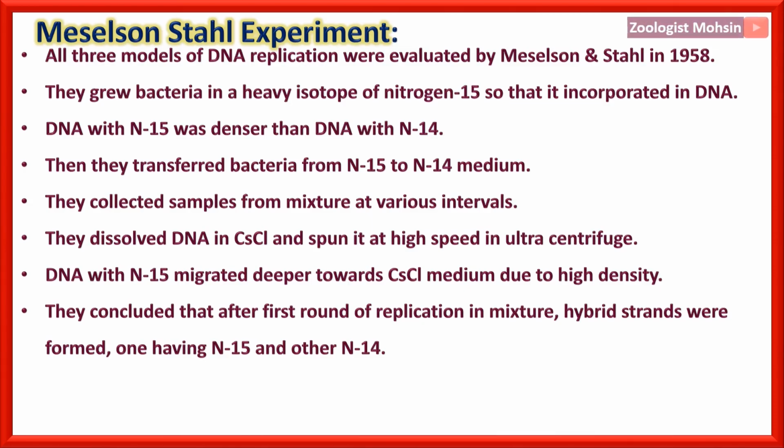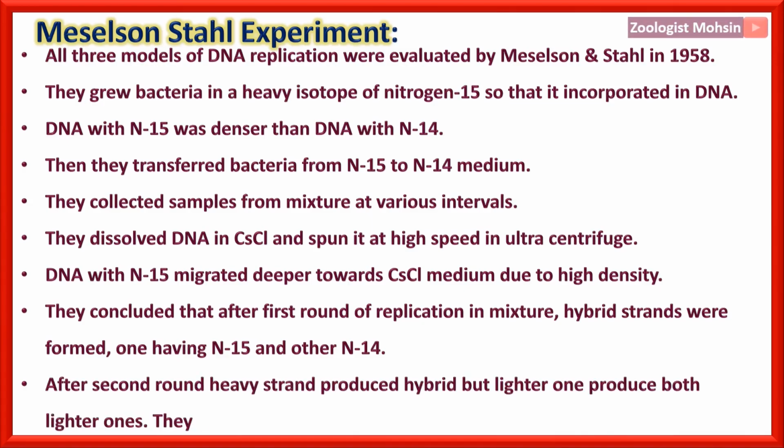A hybrid strand means that one strand of the newly formed DNA was N15 and the second was N14. That suggests that semi-conservative replication is the answer to the question. After the second round, the heavy strand produced hybrids, but the lighter N14 strand produced both N14 strands, or lighter ones. Then they proved semi-conservative replication of DNA.